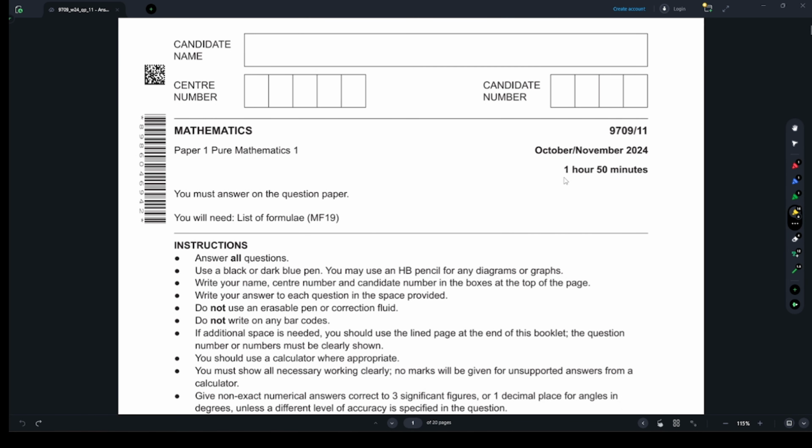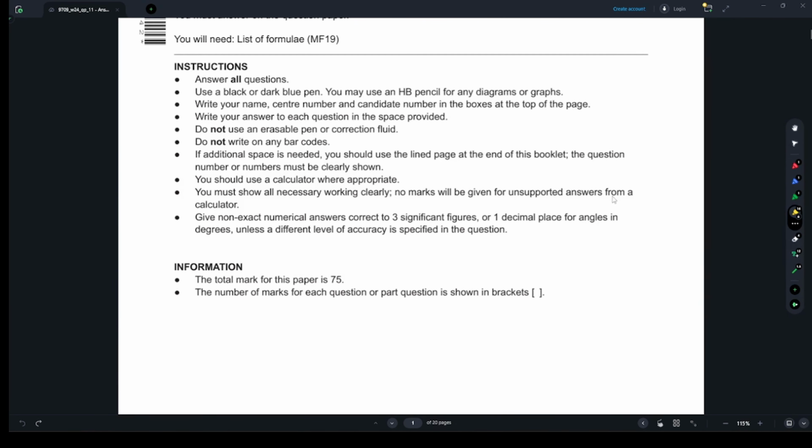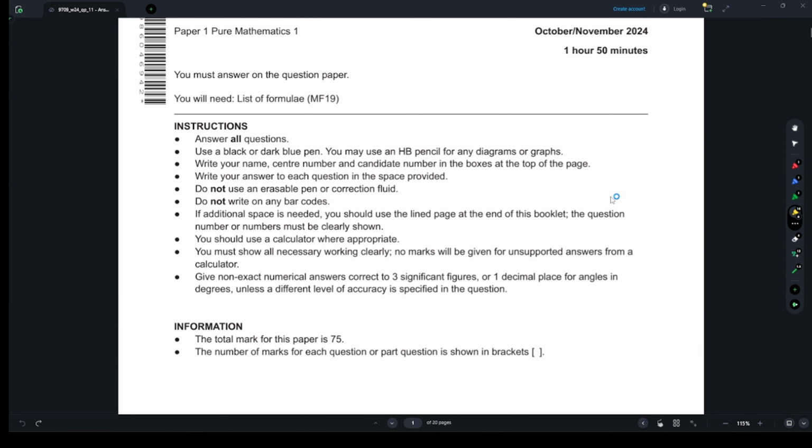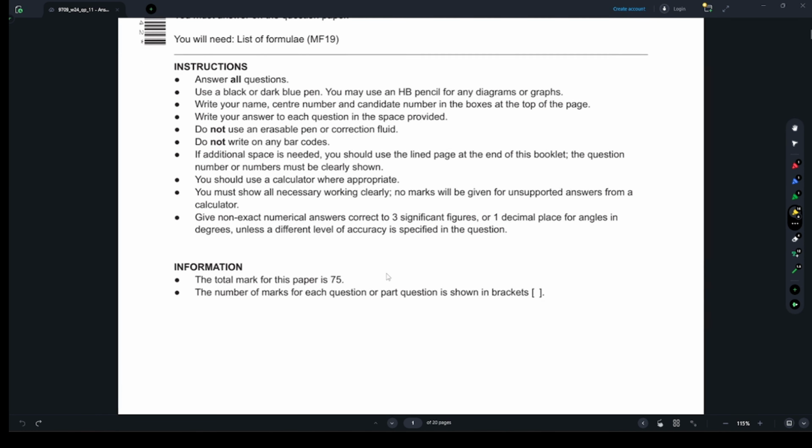Okay, so here it's 1 hour and 50 minutes, and the main thing you should remember is, same as the mechanics paper, your correct answer should be kept to three significant figures, unless they specify the number of significant figures, and the angle values you should keep to one decimal place.